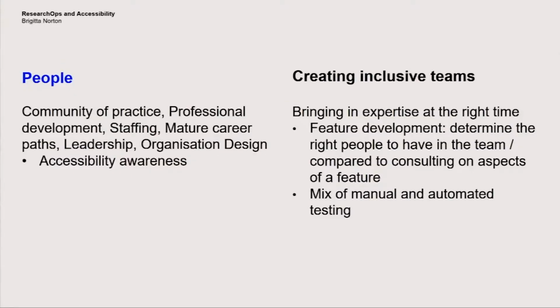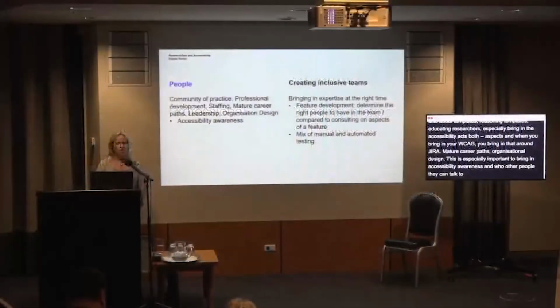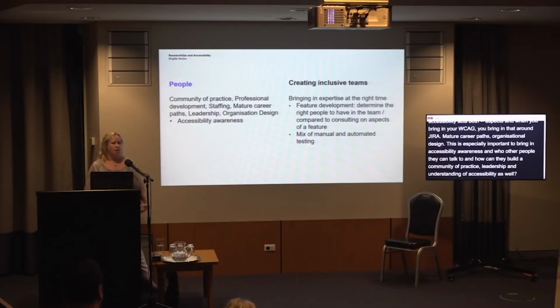The next pillar is around people. So community of practice, professional development, staffing of user researchers, mature career paths, leadership, organisation design. This is especially important to bring in accessibility awareness and who are those people they can talk to and how can they build their community of practice, their leadership and understanding of accessibility as well. It's about creating those inclusive teams, bringing in expertise at the right time. When you're doing your feature development, determine the right people to have in those teams. And we all know here that we would love to have accessibility built in a bit earlier as well. And this is also about the mix of manual and automated testing.